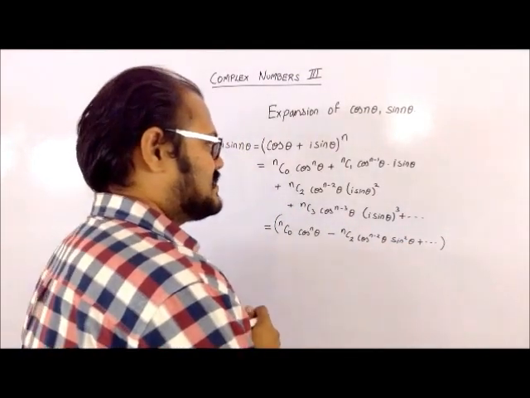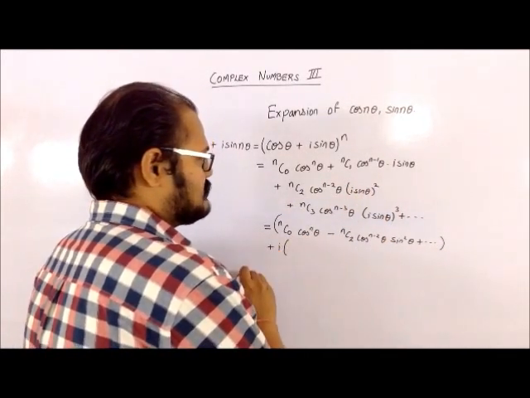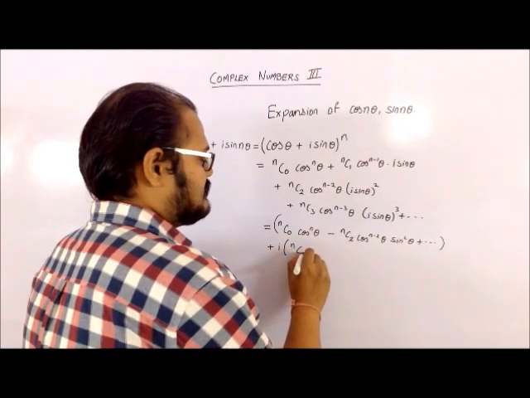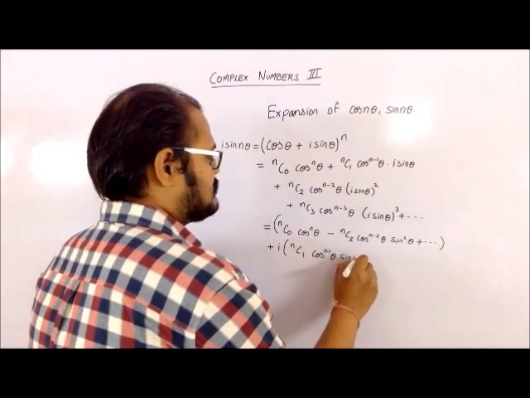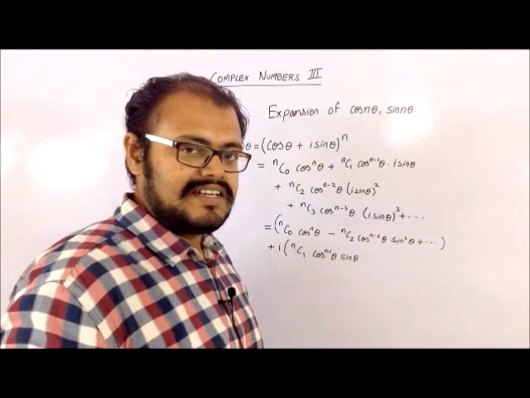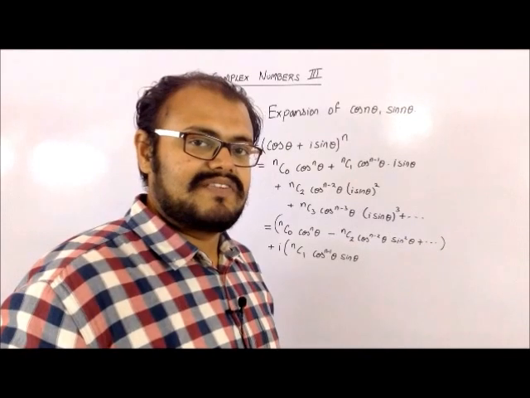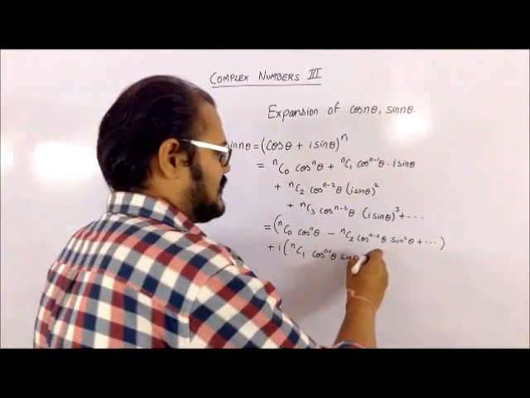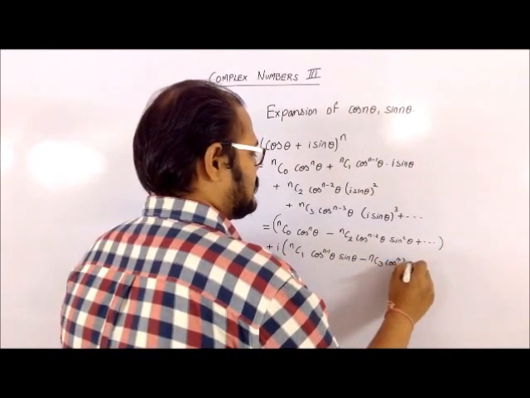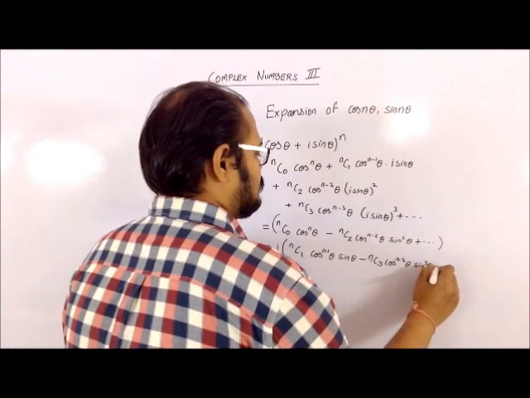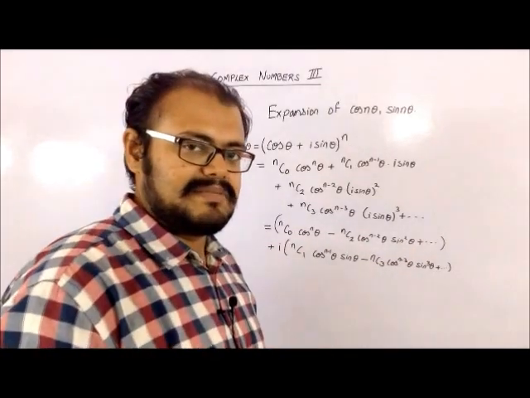If you want to see the imaginary parts, this one is the imaginary part, so I take the i common. So the imaginary part becomes nC1 cos^(n-1) theta sine theta. The other imaginary part you will get from the last term which is written over here, because i raised to 3 is going to have the value minus i. So you will have the term as minus nC3 cos^(n-3) theta sine cube theta, plus so on. So you have written the real parts and the imaginary parts from here.